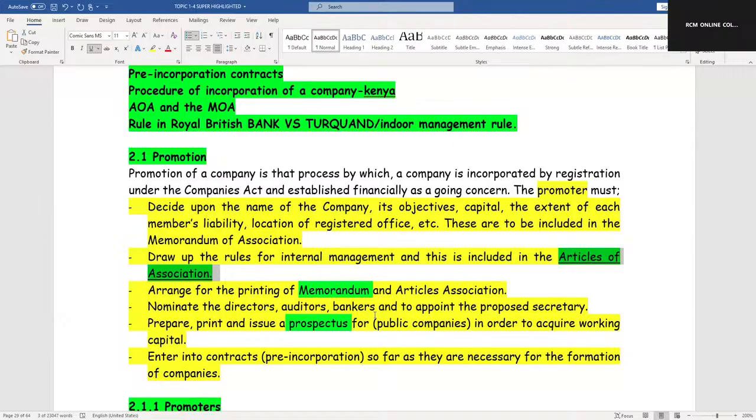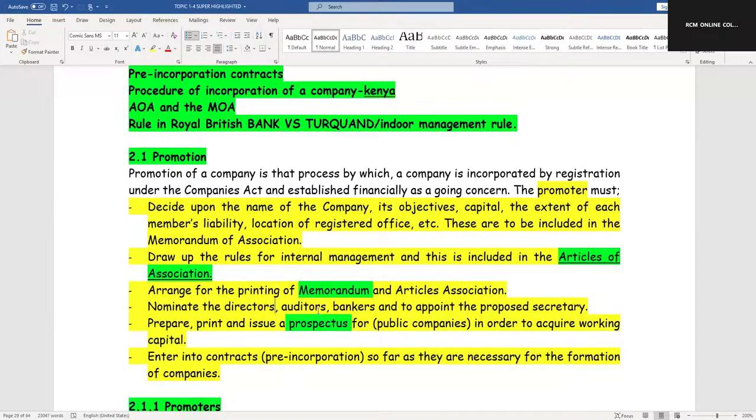So the promoter will ensure these documents are in place when the company is being formed. He will nominate, or propose, when the company is being formed, who will be the first directors of the company? Who will be the first auditors of the company? The first bankers of the company? Who will be the first company secretary of the company? These are the key officers who are needed in the company. He will propose them when forming the company. Of course, later on, we'll learn and understand more.